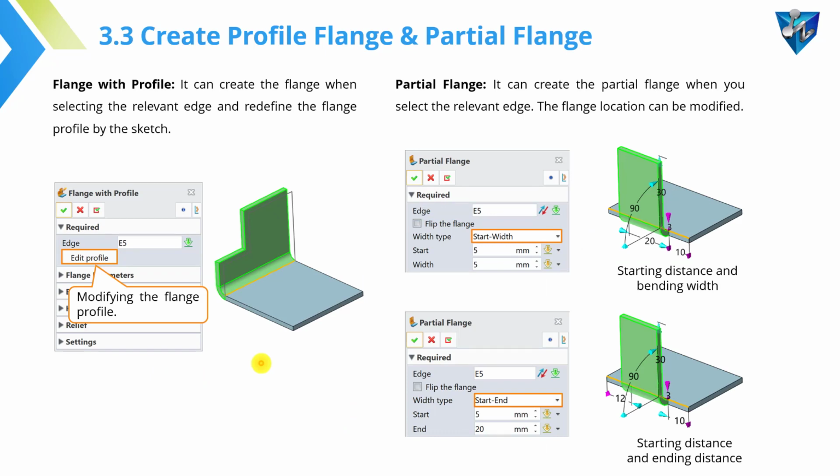And sometimes the full flange cannot meet the requirements, so ZW3D provides the profile flange and the partial flange. For flange with profile, as its name implies, it can customize the flange shape by redefining the sketch. As for the partial flange, similar to the full flange, the only difference is the flange will not cover all the selected edges. Instead, you can decide the length range, like from start to width or start and end.